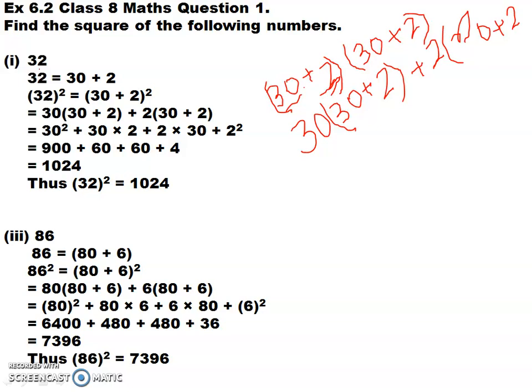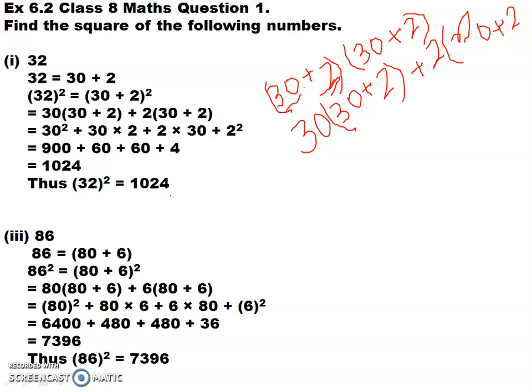So without doing 32 into 32, you got the answer as 1024. This is how you find the square of a number without actual multiplication. Okay, so let us see the next question.